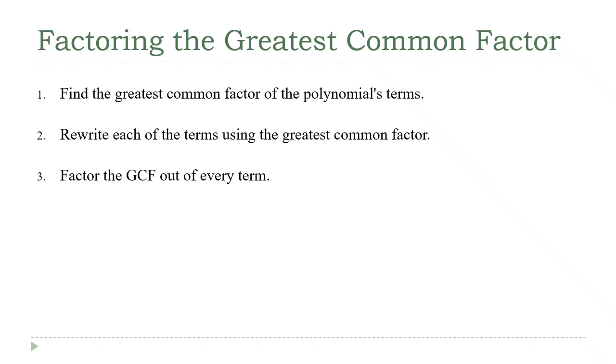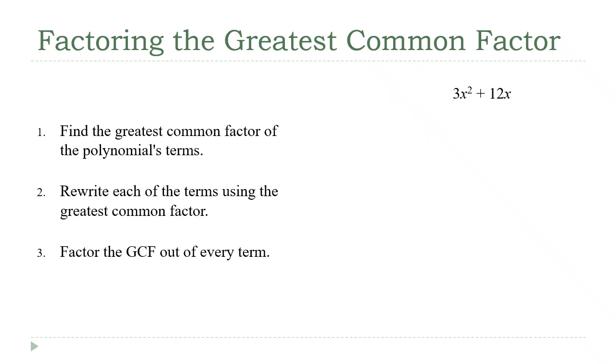let's think about the very first step in the process for factoring a polynomial, and that's factoring out the greatest common factor. I've got a procedure here for doing this. The first thing we're going to do is look at the individual terms and find their greatest common factor. Then I'm going to rewrite each of the terms as the greatest common factor times something else. Then I'm going to factor that greatest common factor out, using the distributive property. All right, so let's look at an example.